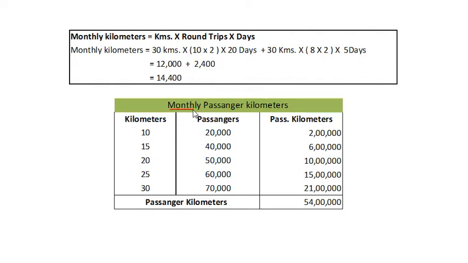And here we have calculated monthly passenger kilometers. First column kilometers and passengers already given in the question, and last column is monthly passenger kilometers. So 10 kilometers multiplied by 20,000 is equal to 2 lakh, then 6 lakh, then 10 lakh, then 15 lakhs, and then 21 lakhs, and finally we get monthly 54 lakh passenger kilometers. With this working, we will prepare cost statement.